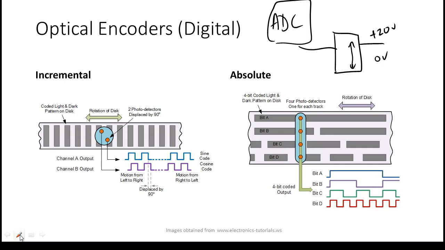This is the incremental encoder. This is the absolute encoder. What's the first thing you notice? Now what we're doing with this guy is the computer uses what we call the binary numbering system.